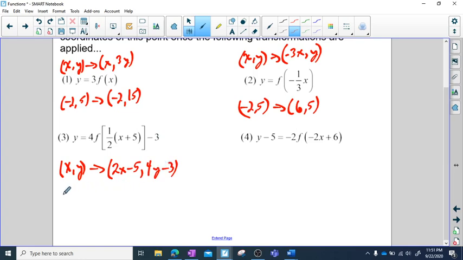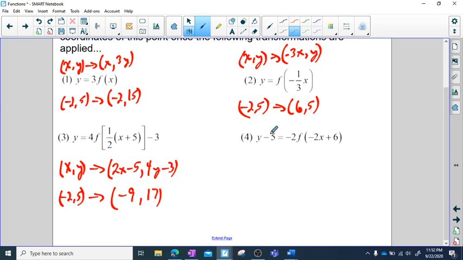So if I did all of that to the ordered pair negative 2, 5, and I'd like to know where it would now be after doing all of this to it, it would be at 2 times negative 2 is negative 4. Take away 5, so negative 9. Fill 5 in for y. 4 times 5 is 20. Take away 3. That's where it would now be situated.